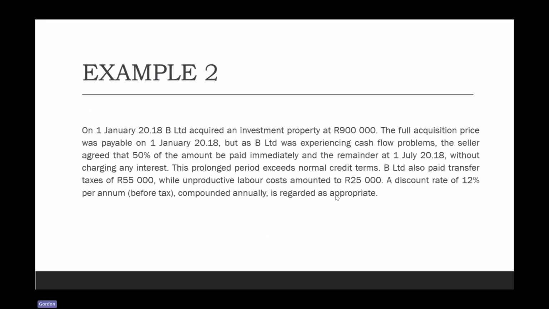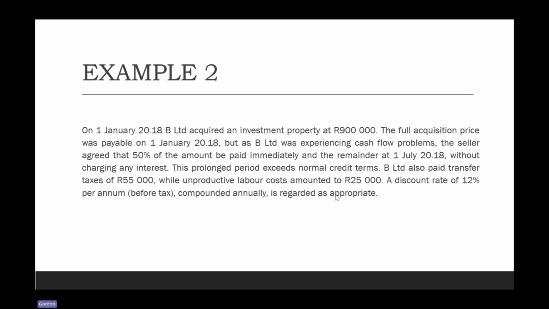So let's analyze this question. On the 1st of January, B Limited acquired an investment property for 900,000. The full price is payable on the 1st of January 2018. But B Limited didn't have the money, so it decided to pay the other half 6 months later, right? And we are told that B Limited paid transfer taxes of 55,000.